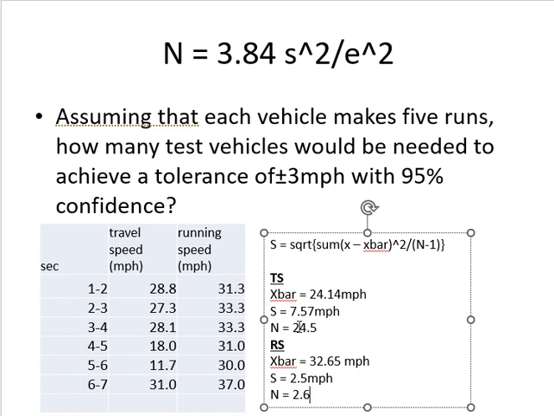Yeah, travel speed is lower, running speed is higher. That is understandable, right? Because this is because of what? The speed. What is the difference between travel speed and running speed? The difference is because of delay. Okay, so delay is causing the speed value to decrease.